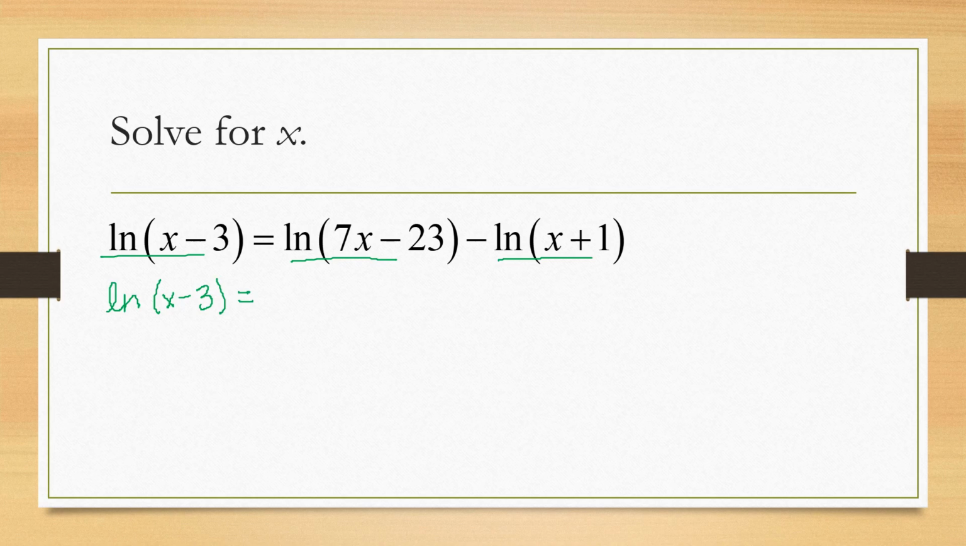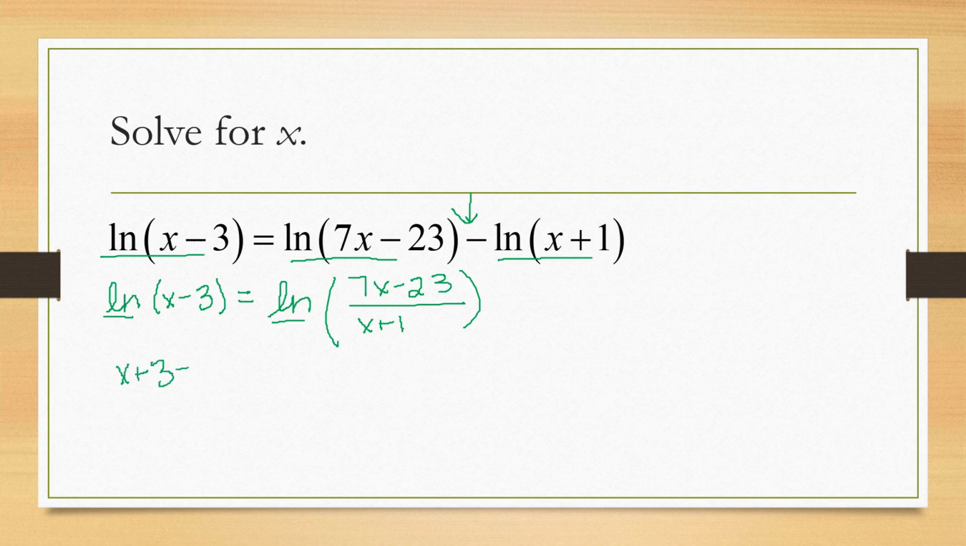And that's equal to, and this will be one term with a natural log, and I'm going to use the quotient rule because I have a subtraction there. So it's going to be 7x minus 23 in the numerator and x plus 1 in the denominator. So now I have a natural log of something equals the natural log of something else. So those arguments can be set equal to each other. So x minus 3 is equal to 7x minus 23 over x plus 1.